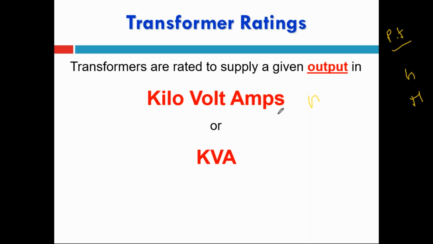And the second reason is that in a transformer we get two losses: iron losses and copper losses. Iron losses are caused by the voltage, and copper loss is caused by the current, because the copper loss formula is I square R. So based on the current, the losses will increase. That's why the transformer rating is always represented in kVA, kilovolt ampere.